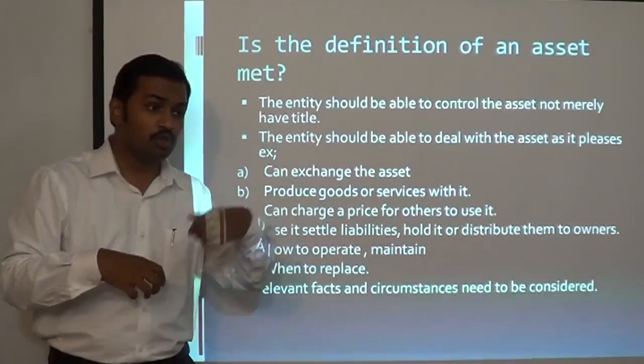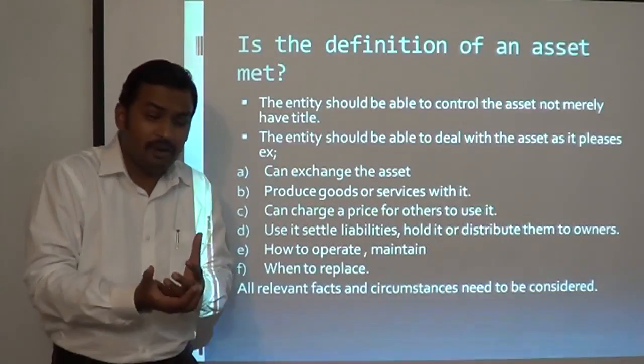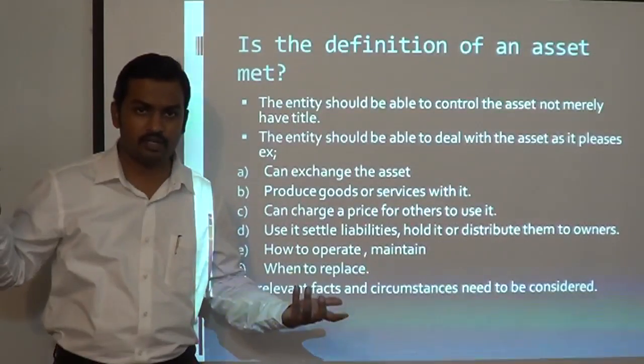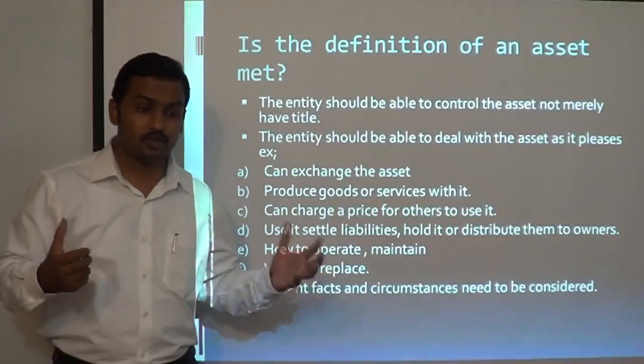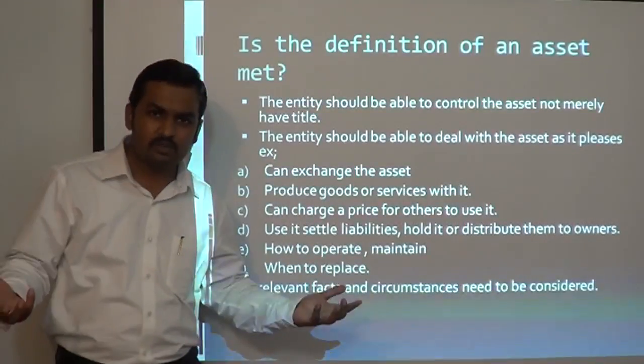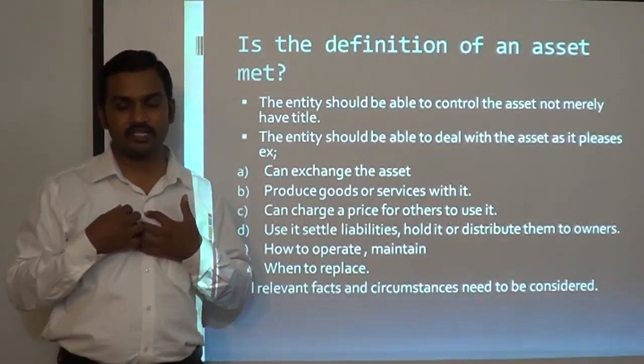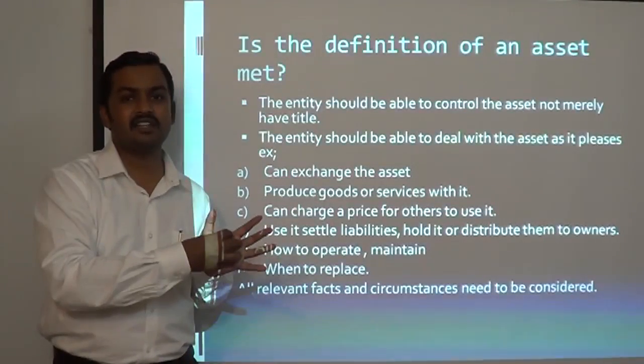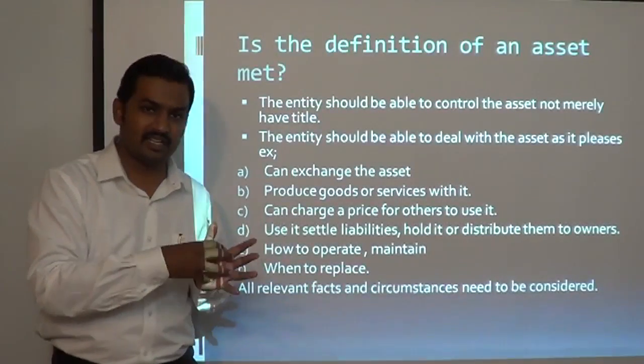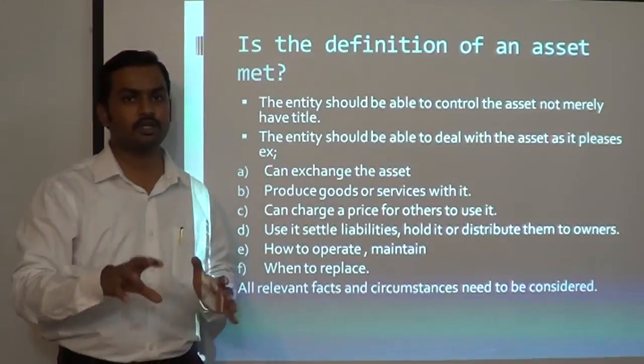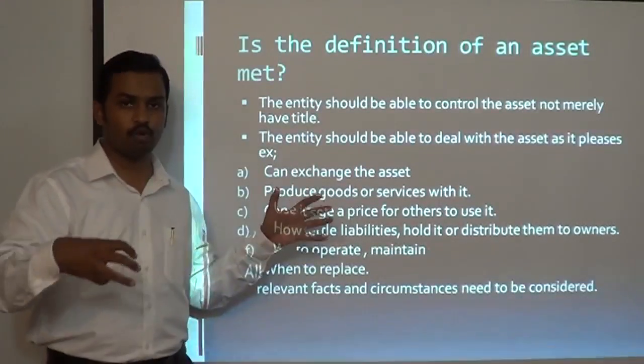I should be able to use it to settle my liabilities, or I should be able to distribute it as dividends to my owners, or I should be able to sell it. So when I can do whatever I please with the asset, then definitely I have control over the asset. In such cases, I can recognize the asset in my books of account as an asset. Okay, so the first important question is, you have to decide whether you have control over the asset or not.